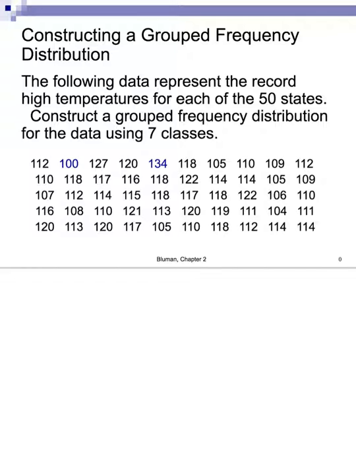Okay, so the very first example we are going to do is construct a grouped frequency distribution for temperatures for the 50 states. These are the record high temperatures for each one of these states, and we are going to create a grouped frequency distribution, and they're telling us that we're going to do this with 7 classes.